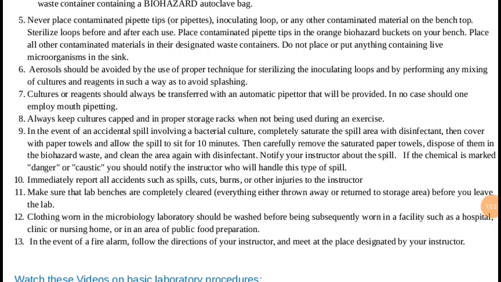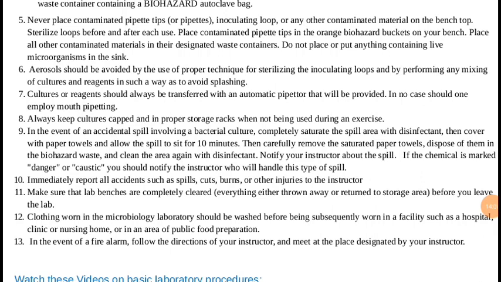Now, the type of clothes that we wear in the microbiology lab is very important and should be washed before being subsequently worn in a facility such as hospital, clinic, or nursing home, or in an area of public food preparation. Here it's because in hospitals or nursing, we have people of compromised immunity, the young ones, and also the elders. Therefore, it is usually advisable to keep those laboratory lab coats separate from the clothes that you usually wear while attending other places or food preparation areas.